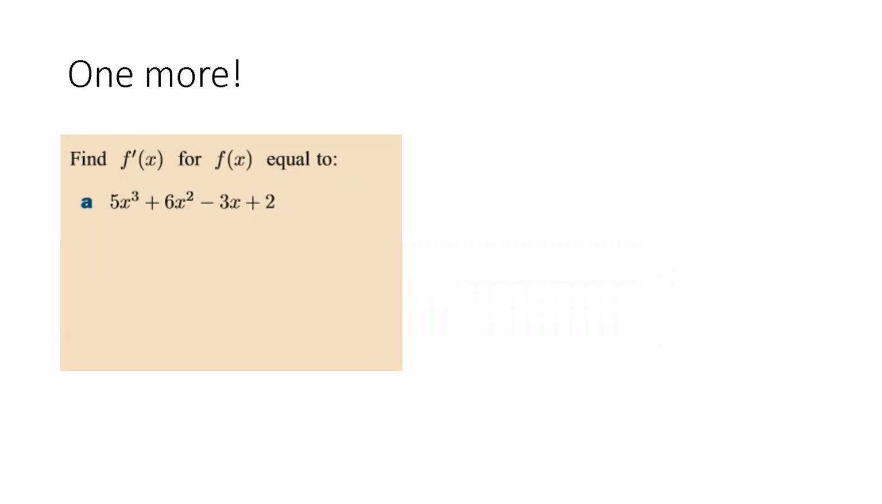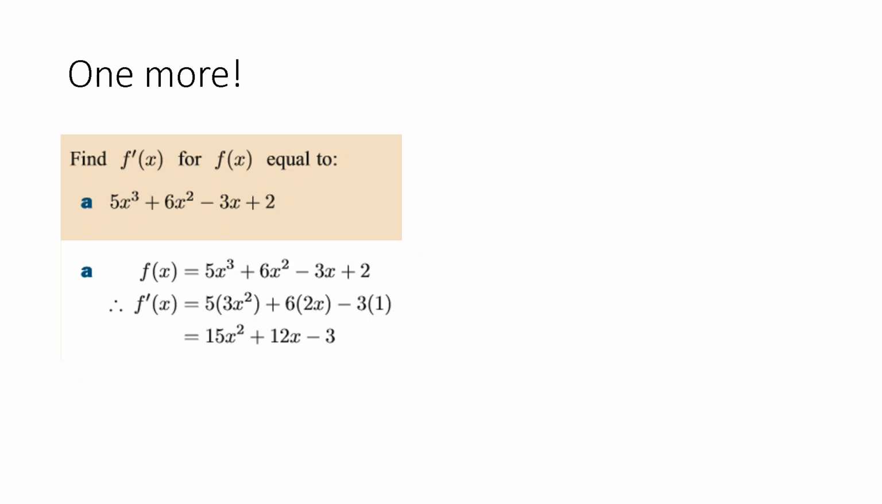Okay, let's try another question now. Find the f prime for f of x, which is equal to 5x cubed plus 6x squared minus 3x plus 2. And this is the answer: 15x squared plus 12x minus 3. So you can see here how we got that.